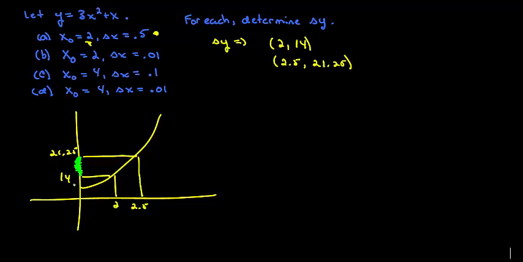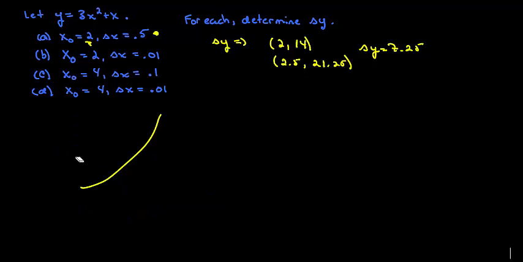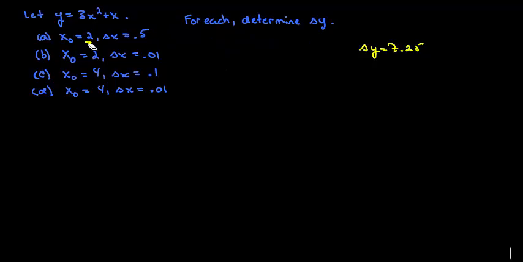Now the change in y is this length right here. It's this minus this. So if we take that number and we subtract 14 off of it, we get 7.25. Just like that. And that's it. That's all there is. So if our x value changes by a half, our y value changes by 7.25. Okay, so that's the picture of what's going on here. Now we just need to go ahead and compute this for the rest of these. So for the first one, our delta y was 7.25. Now let's go ahead and check it for the next one.